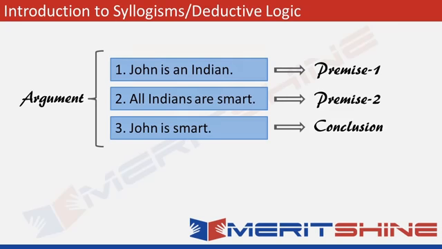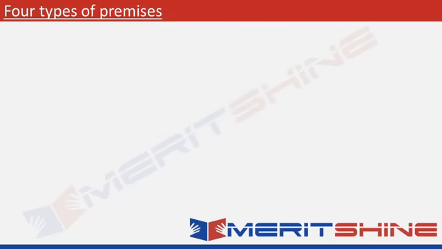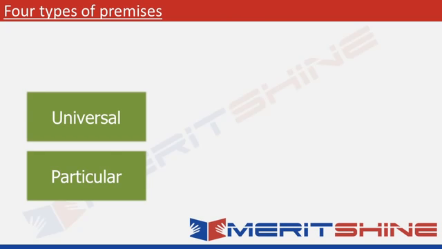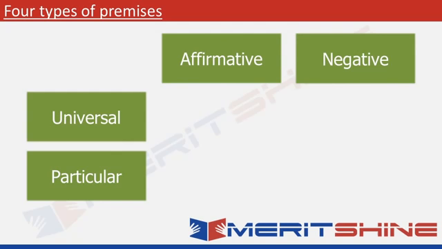Now let's look at the types of premises. So one categorization of premises is in terms of universal and particular. Universal is something that applies to all and particular is for some specific people or things. The second categorization is in terms of affirmative and negative statements. So affirmative are the positive statements and negatives are those that negate something.